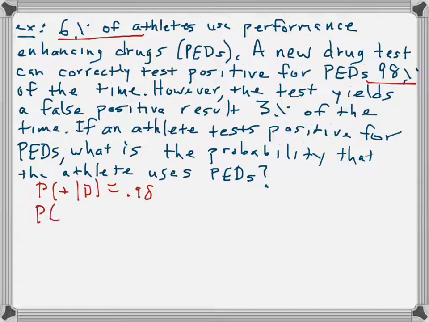However, the test results in a false positive 3% of the time. What does that mean? That means the probability it's going to come up positive when you don't take drugs is 3%. So those two numbers were conditional probabilities. Well, what about that 6%? That's just the probability that somebody takes drugs, 0.06. Well, what are we looking for here? If an athlete tests positive for performance-enhancing drugs, what is the probability that the athlete uses performance-enhancing drugs?